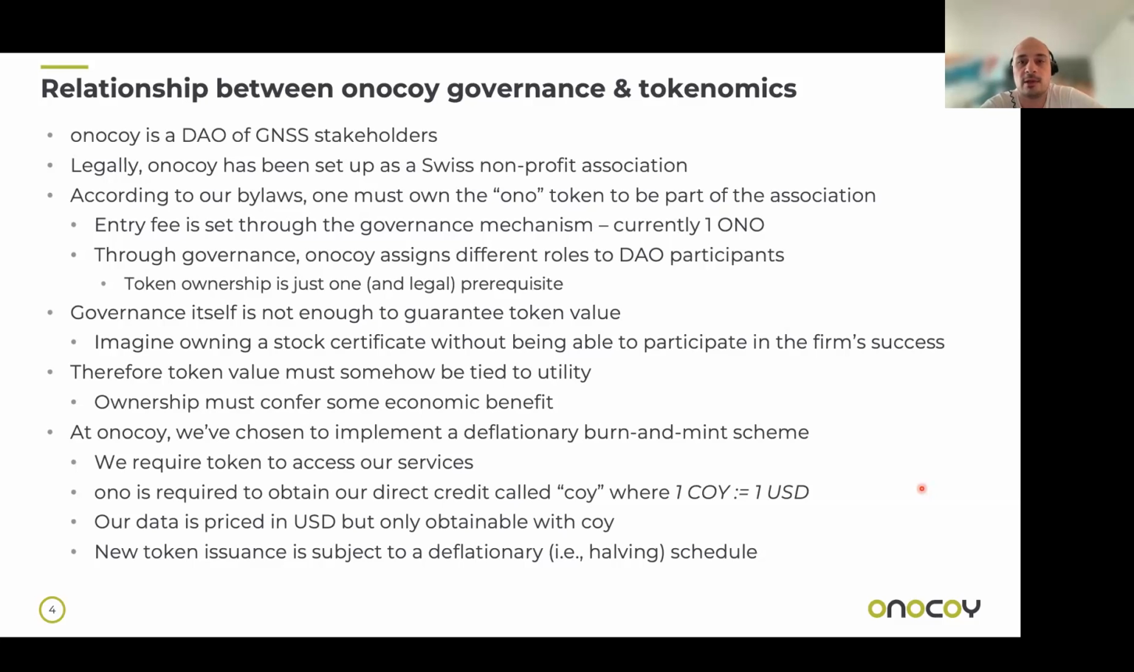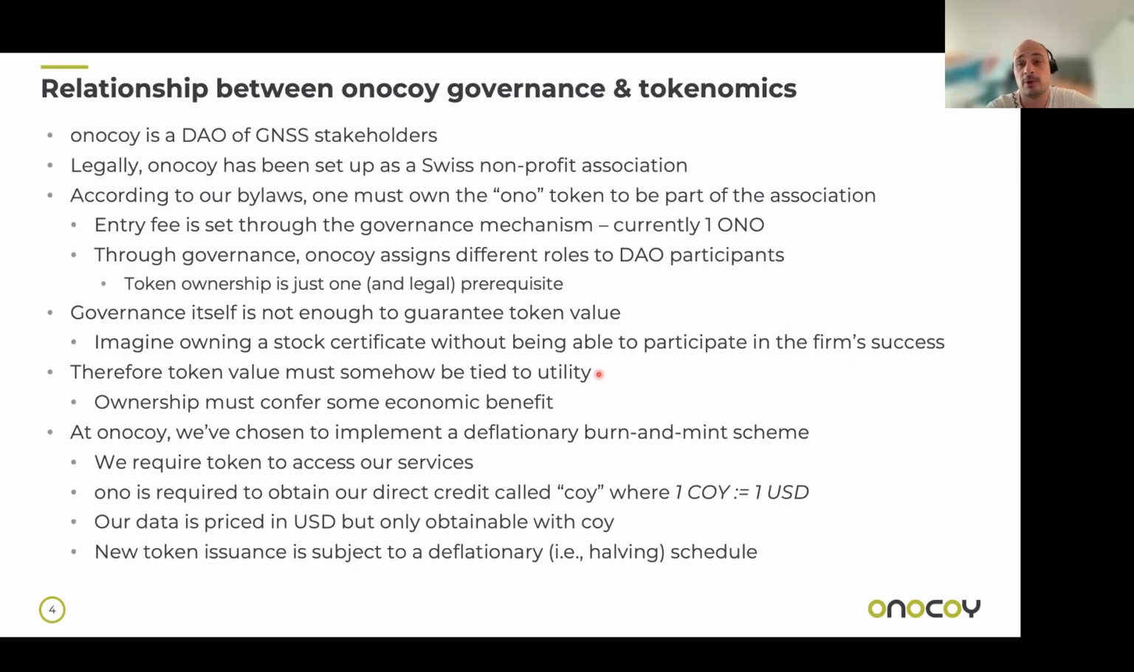My point here really is that just owning one Ono isn't going to give value to the Ono token. Imagine owning a stock certificate, but you can't get any money from it, because it's not linked to the firm's bank account somehow. You have ownership of the stock certificate, but that doesn't mean you own the rights to the cash flow that's coming into the firm. So basically, my point is that the token must be somehow tied to utility, and I'm probably speaking to the choir here, but it bears repeating.